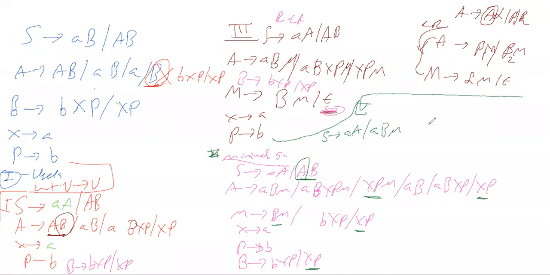So ABM slash ABXPM slash XPM slash AB slash ABXP slash XP. Okay, so instead of this A, you are writing like this. Then after A, B also should be there. So that is what you write.